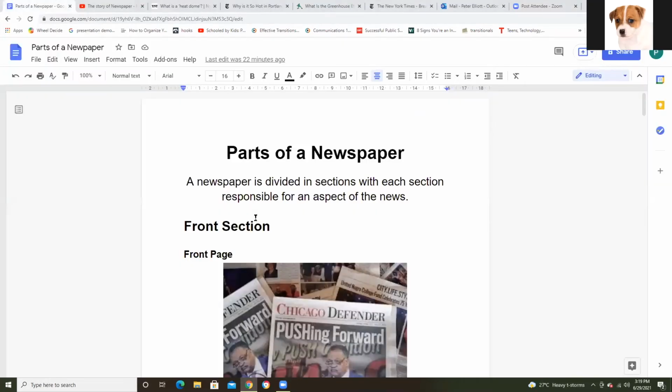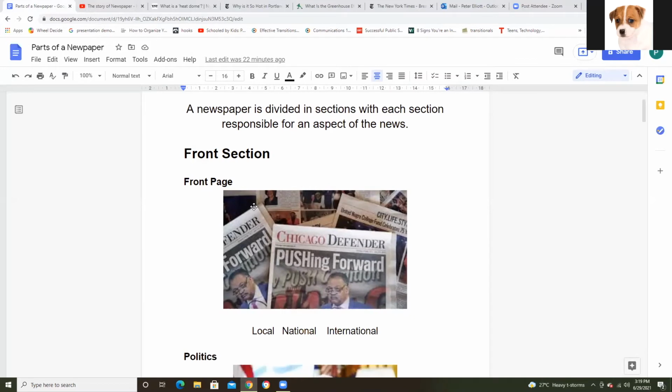Let's look at the newspaper. The newspaper in its print form is divided into a variety of sections. If you've ever seen a newspaper, you'll know that it is divided into separate sections. The first section is the front section, which consists of the front page. The front page of every newspaper outlines what is contained within the newspaper. It tells the reader what the big stories of the day are.